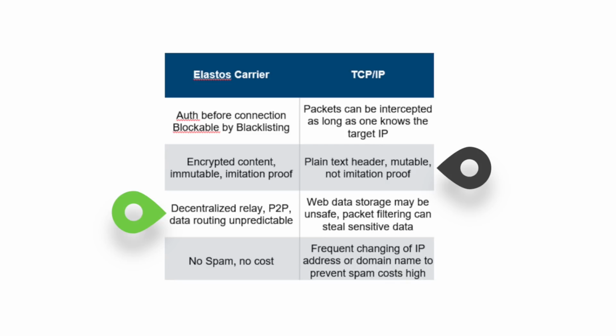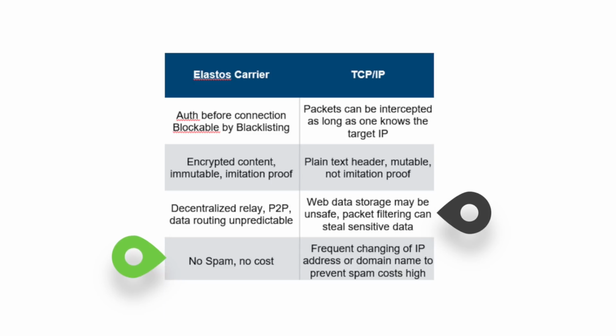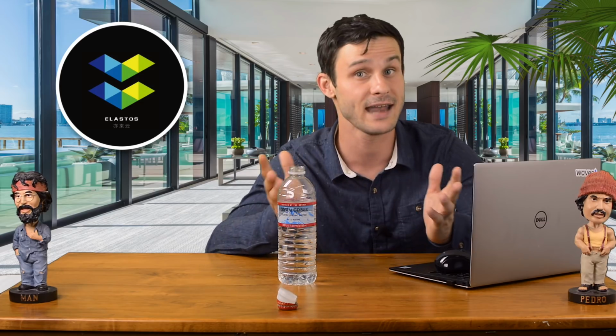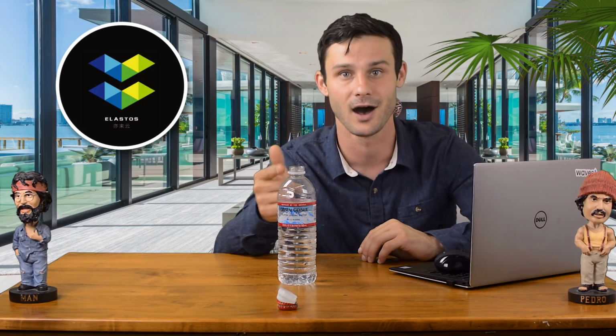With the carrier, there is a decentralized relay, which is person-to-person, making data routing unpredictable. With TCP/IP, web data storage is unsafe in centralized servers, and packet filtering can steal sensitive data. With the Elastos carrier, there are no spam attacks or DDoS attacks, and there is no cost for storage since the data never leaves your device. With TCP/IP, you need to have frequent changes of your IP address or domain name to prevent those spam attacks and DDoS attacks. And what that equals is extremely high costs.